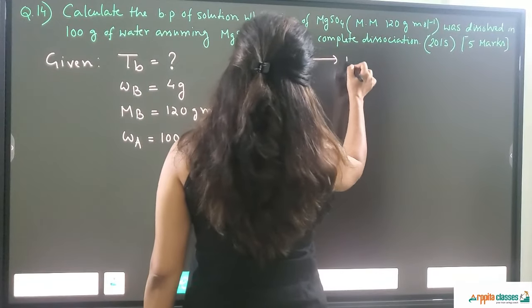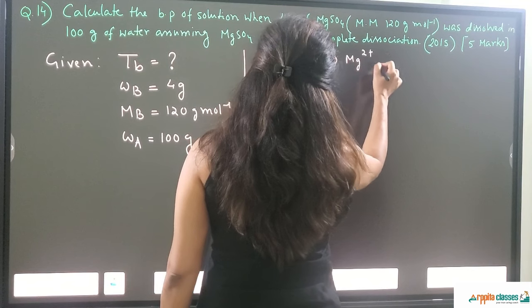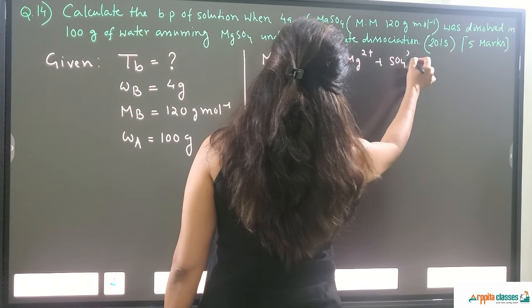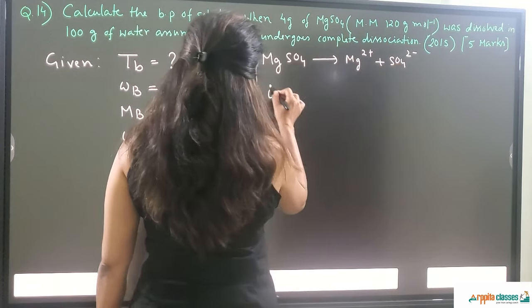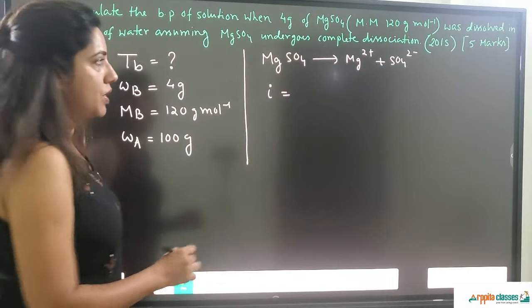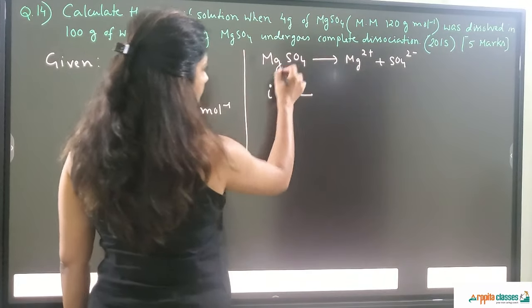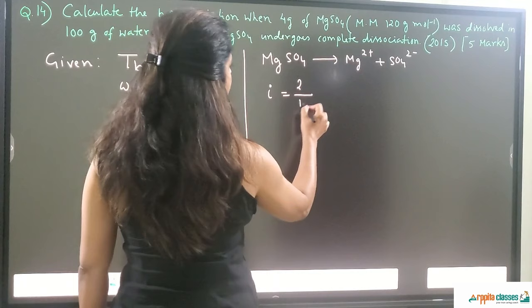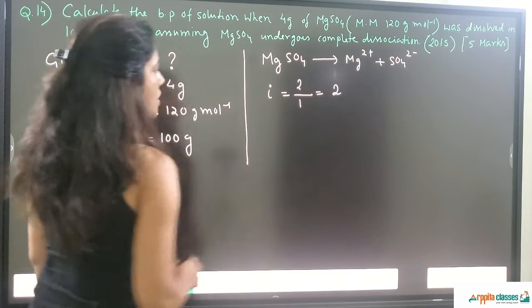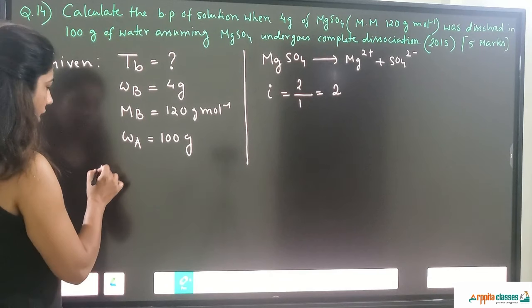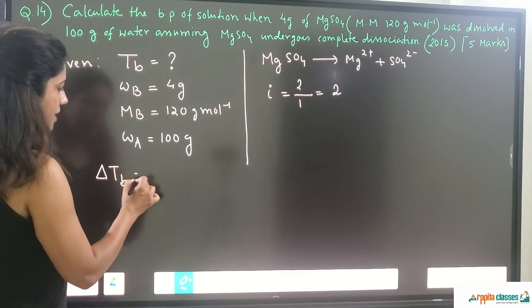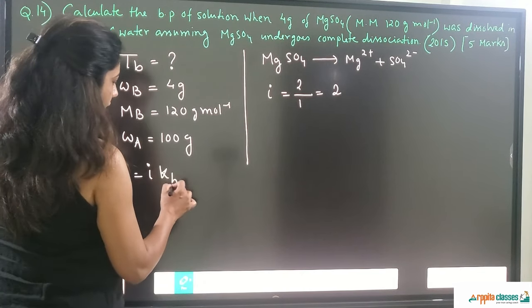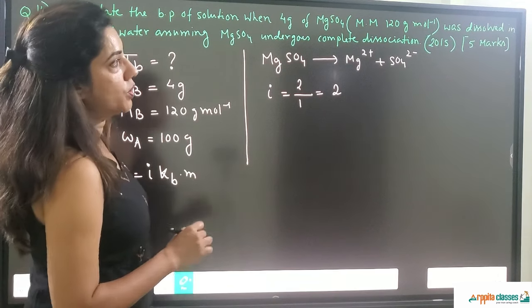So MgSO4, when it dissociates completely, we have Mg2+ ions and SO4 2- ions. So here i is equal to particles after dissociation, that is 2, divided by number of particles before dissociation, that is 1. So the value of i is 2 here. So we have the formula, that is delta TB is equal to i into Kb into molarity of the solution.